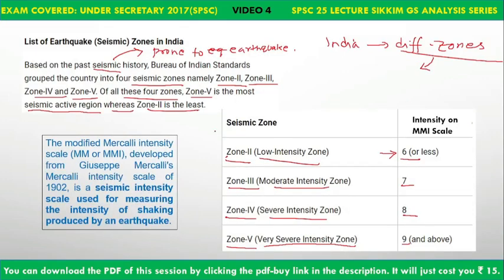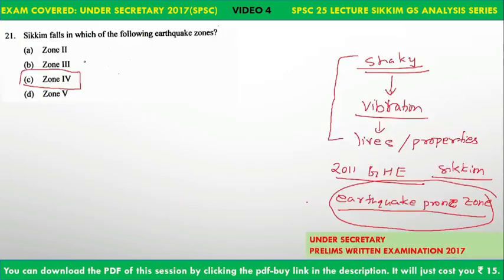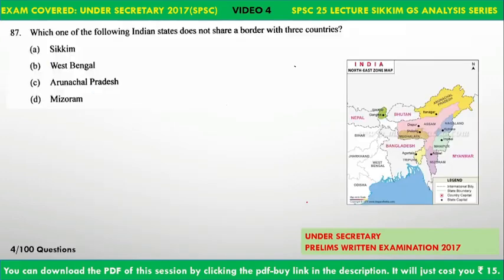What is zone 4? Zone 4 is the severe intensity zone, meaning more than moderate and less than very severe. Meaning in Sikkim it is not that there are very high chances that an earthquake will come, but as Sikkim comes under the severe intensity zone, Sikkim is an earthquake prone area. So Sikkimese people always need to be alert. So the answer to our question is zone 4, that is, Sikkim falls in zone 4 of the earthquake zones in India. Let us go to the next question.